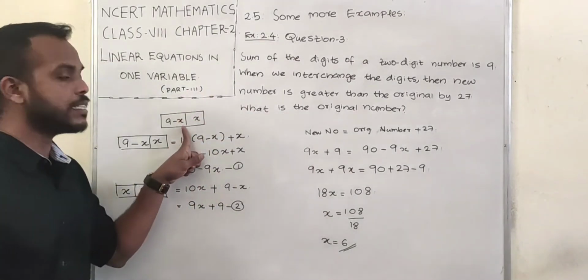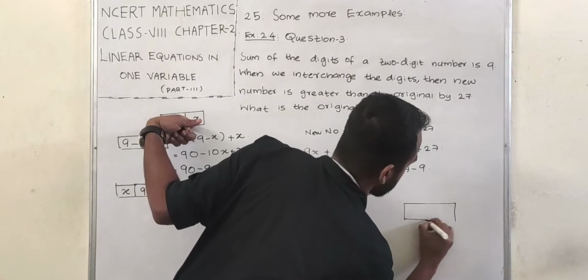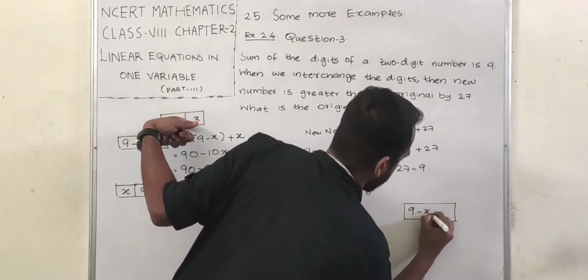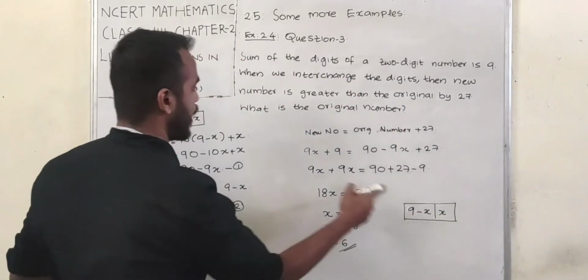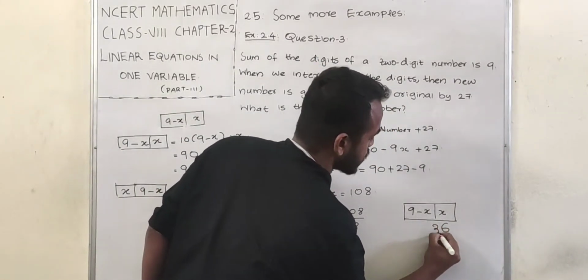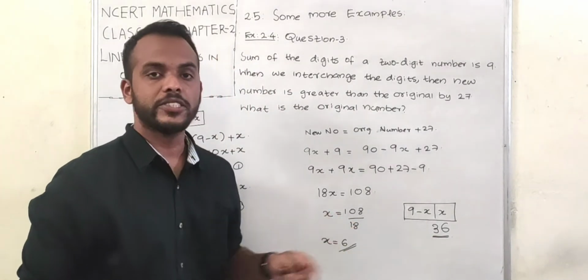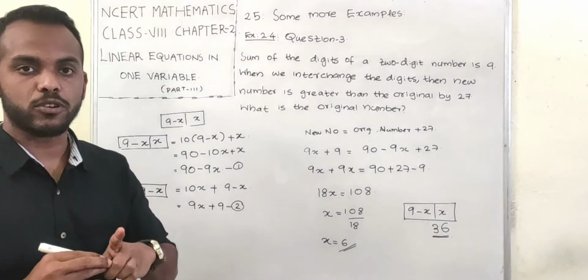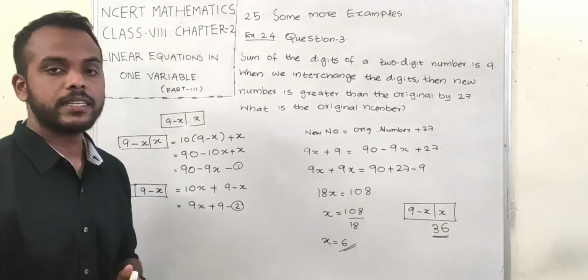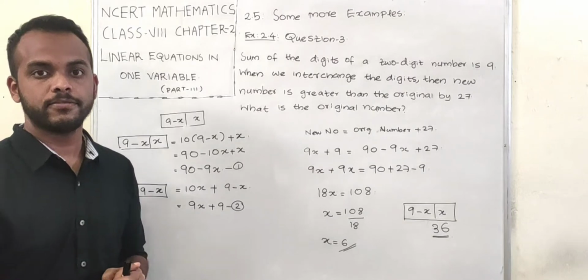Now, what was our digit that we have considered? It was of the form 9 minus x, x. So, what's the value of x? x is 6, and what is 9 minus 6? 3. So, the number that we assumed is 36. So, this is how the process is done. Please watch the video once again if you have any doubts still left.